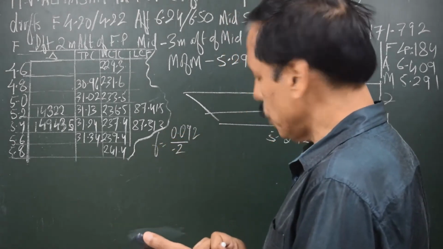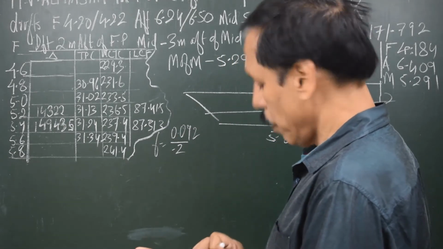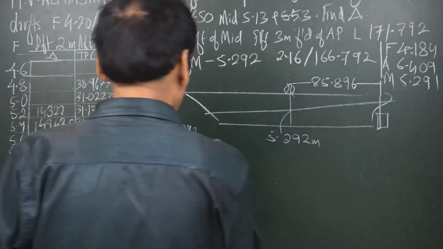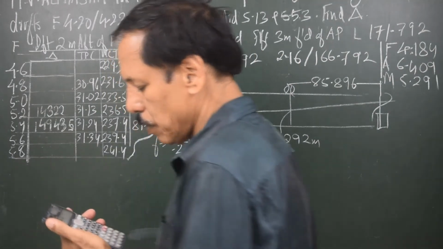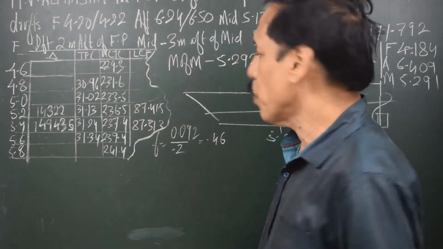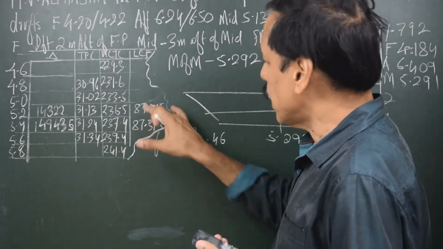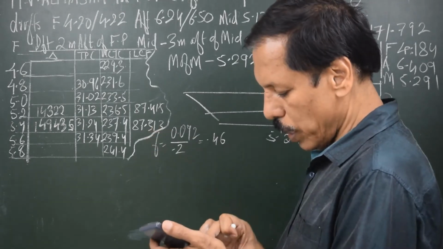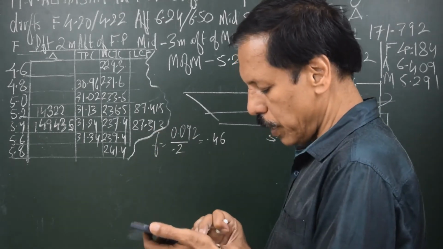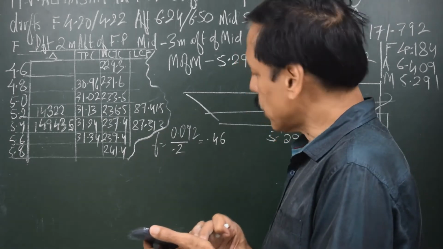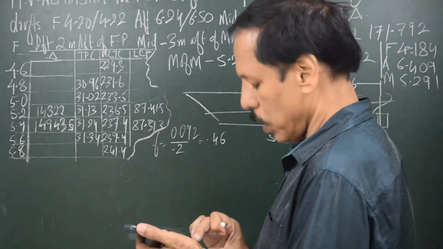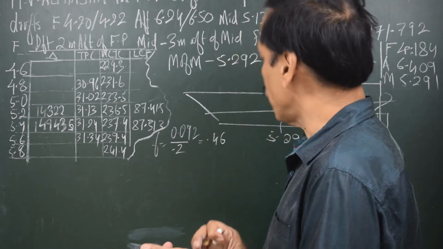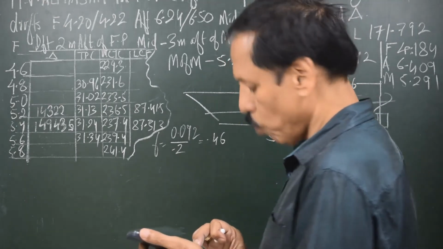So 0.092 divided by 0.2 gives me 0.46. So this gives me 0.46. This is the factor of interpolation. LCF, as you can see, it is decreasing, but I don't care whether it is increasing or decreasing. I take the second value, that is 87.313, minus the first value 87.415, multiplied by factor 0.46, plus the first value 87.415.